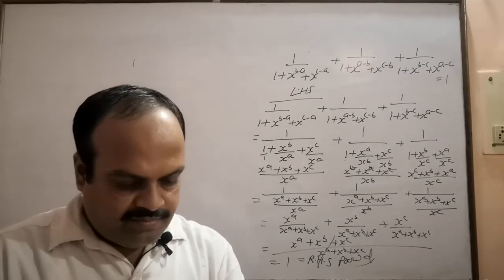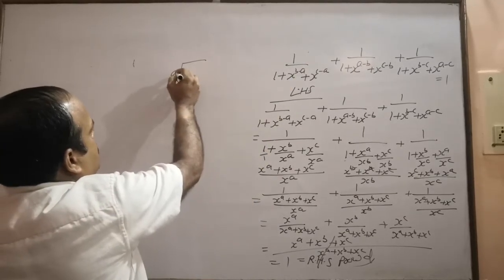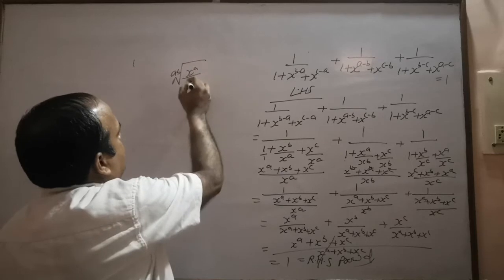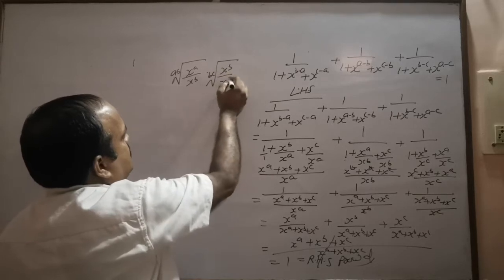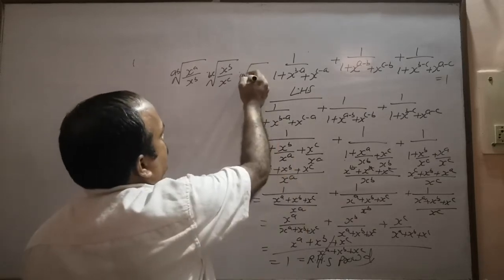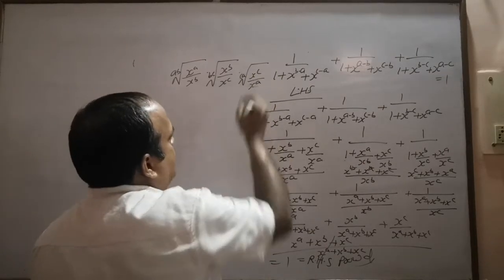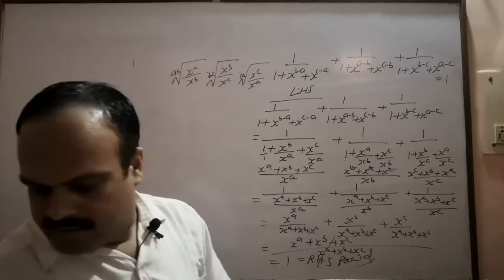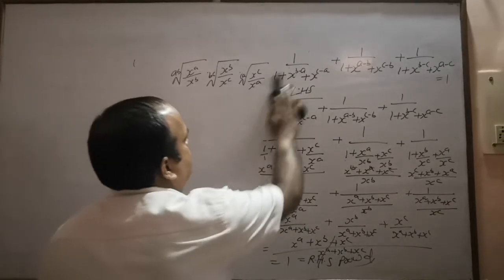Next one, ABth root of x to the power a upon x to the power b into BCth root of x to the power b upon x to the power c into CAth root of x to the power c upon x to the power a. We want to get the product equal to 1.